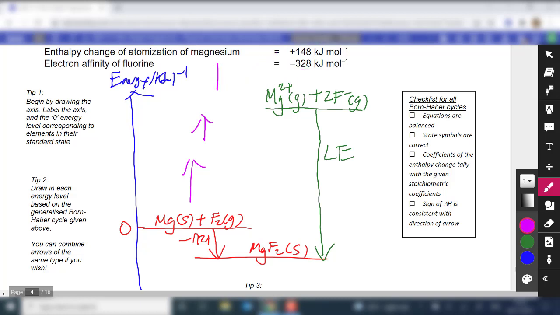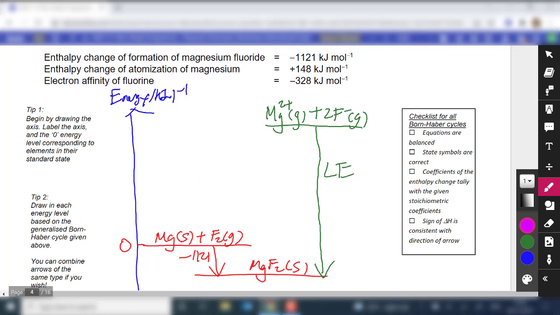Okay, so with this particular understanding in mind, let us just try to link up everything. So first, I'm going to perform the enthalpy change of atomization for magnesium. So that's 148. Okay, so I'm going to end up with magnesium gaseous plus F2 gaseous. Okay, and then after that, I'm going to atomize fluorine.